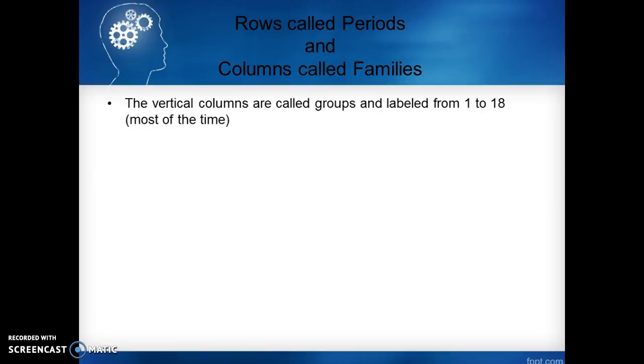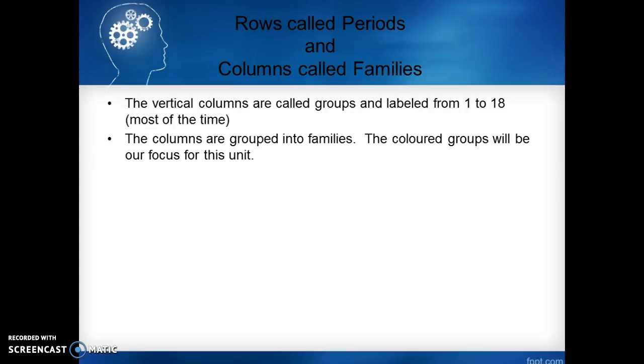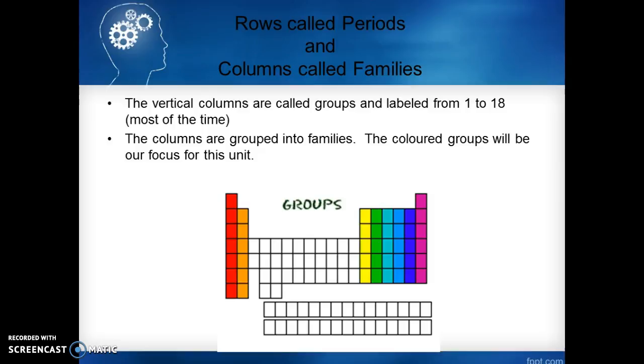Okay, the vertical columns are called groups or families and are labeled from 1 to 18. Now you'll notice it says most of the time. This is a newer way of labeling the columns, so you may see other numbering or lettering involved, but 1 to 18 is pretty standard now. The columns are grouped into families. And if we look below, we're going to be looking more so at the colored groups for this course. And again, the groups follow the color pattern down.